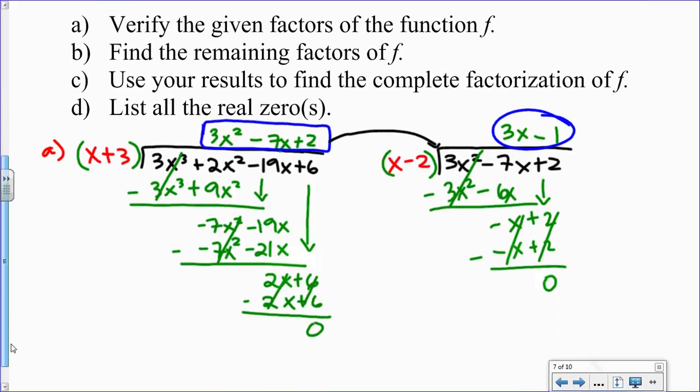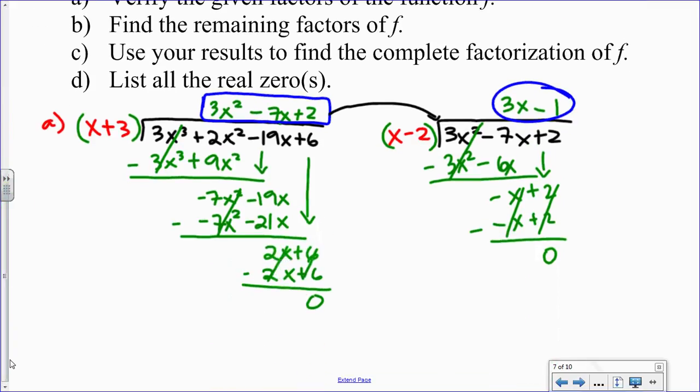Okay, part B says find the remaining factors. Well, I already did that. What's my remaining factor? 3x minus 1. Part C, use your results to find the complete factorization of f. So that's asking me to write f in factored form.